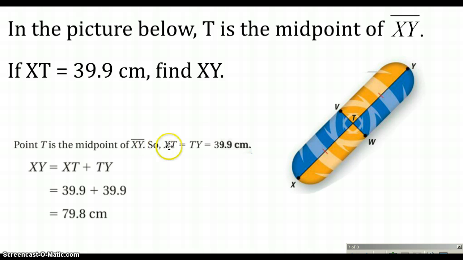Mathematically, if T is at the midpoint and I tell you that XT is 39.9, then you should know that TY is 39.9. And if they're both 39.9, we add them together to find the entire length, which would be 79.8 centimeters.